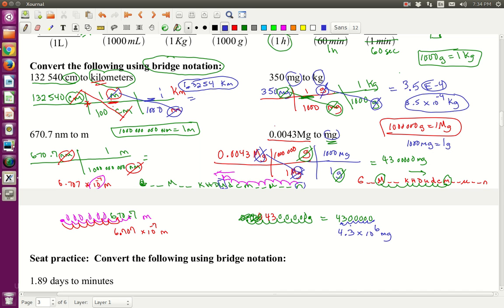Now, when your number, like this number, is large, your exponent is going to be positive. Over here, your number was super small because there was your decimal. A small number gives you a negative exponent right there. A large number gives you a positive exponent right there. Okay, now, I know that's a lot.